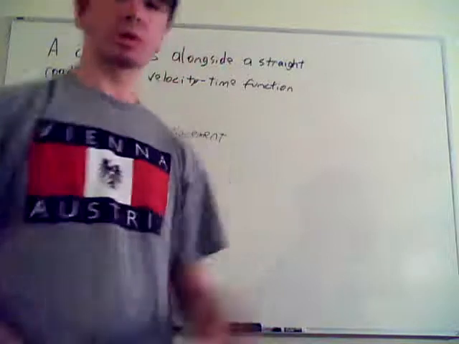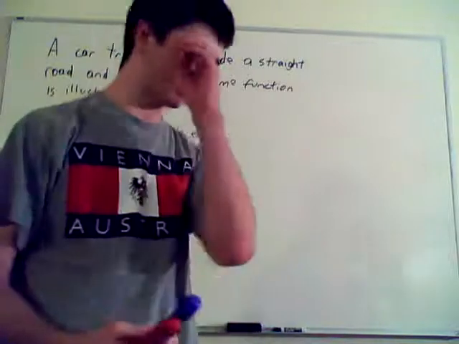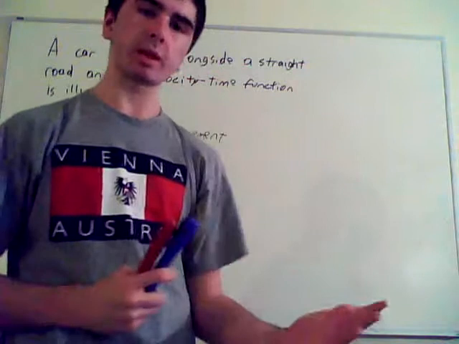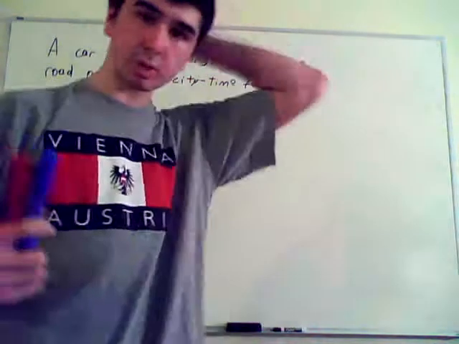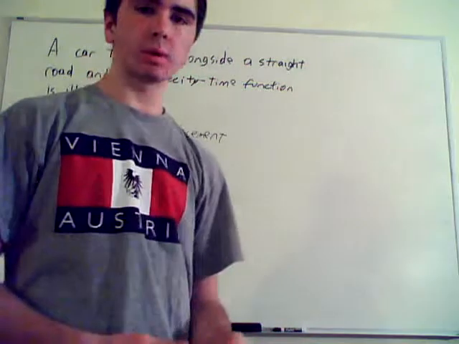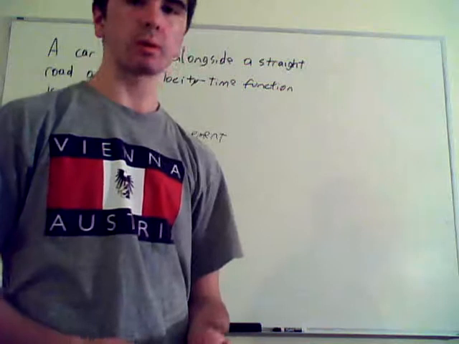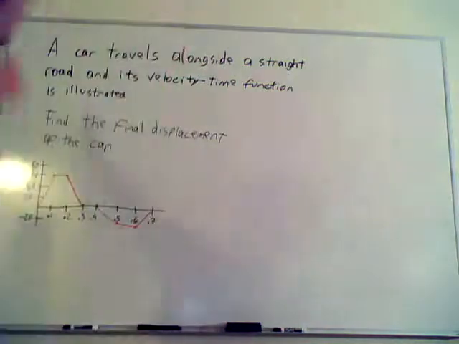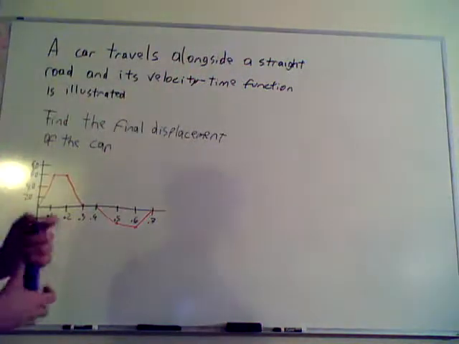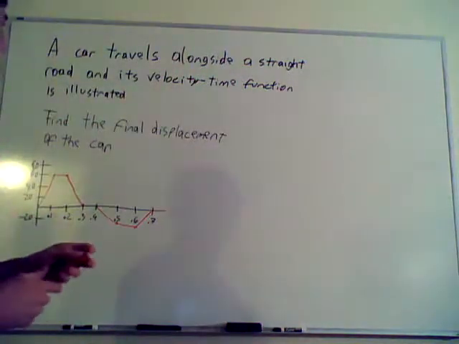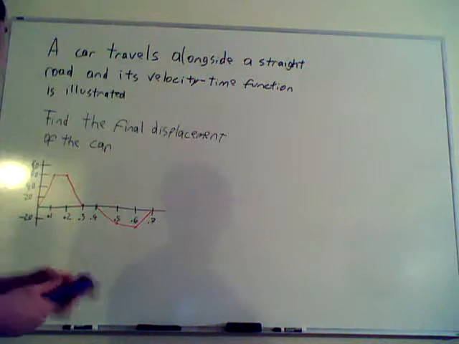Alright. So for now I'm going to write my question on the board. I feel like that helps better than writing in the description. I guess all the people do it on YouTube, so I'm going to do it too, even though you don't know the problem. Anyway, a car travels alongside a straight road and its velocity time function is illustrated. Find the final displacement of the car.